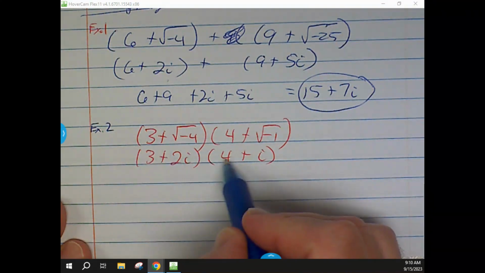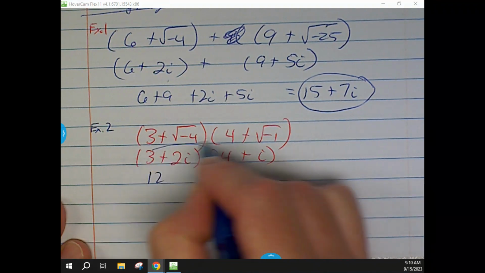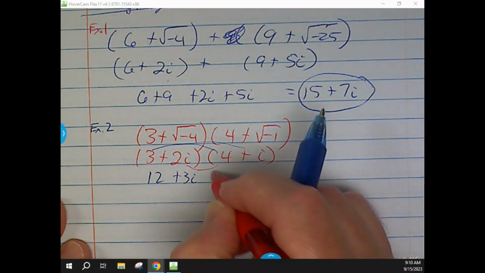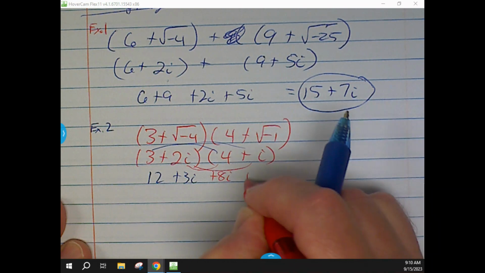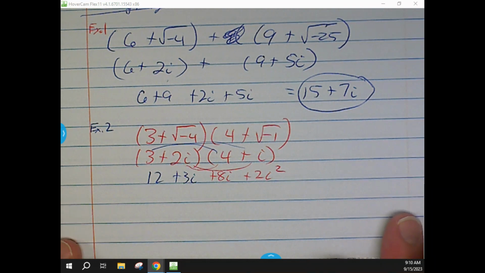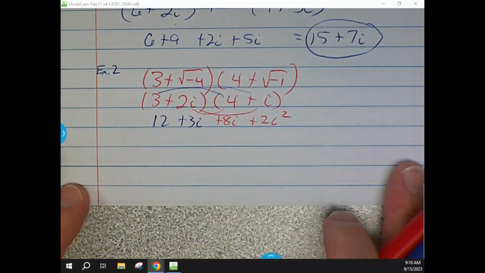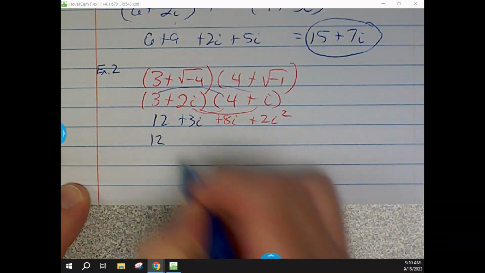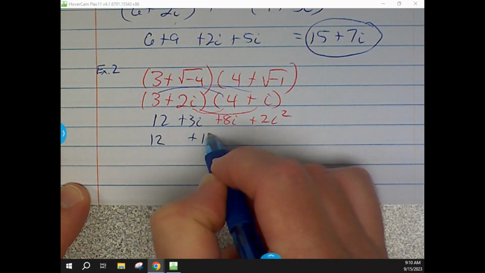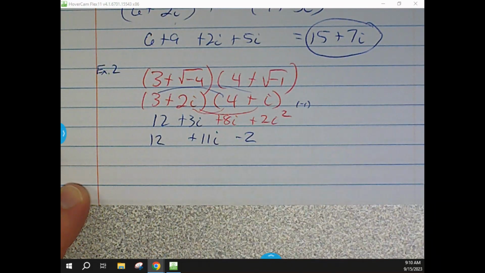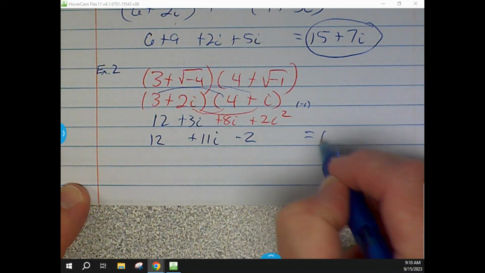So then we've got 3 times 4 for 12. 3 times i for 3i. 2i times 4 for 8i. And then 2i times i for 2i squared. All right, so the 12 is good. Again, 3i plus 8i would be 11i. Replace the i squared with negative 1 to make that negative 2. So then it's 12 minus 2, and then 10 plus 11.